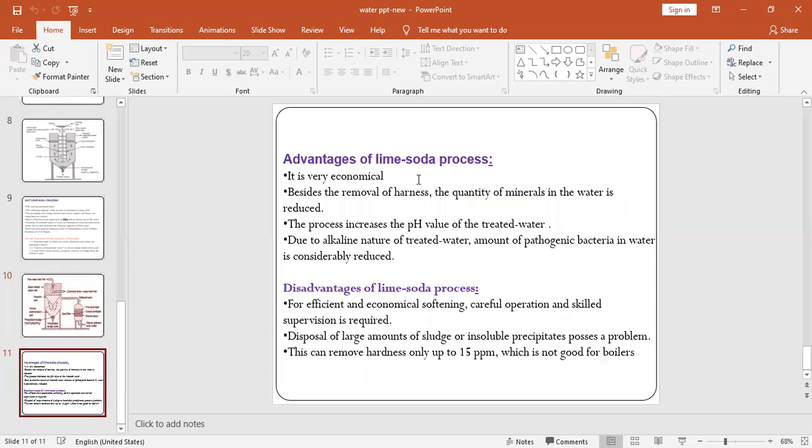Advantages of the lime soda process: it is very economical. Besides the removal of hardness, the quantity of minerals in the water is reduced. The process increases the pH value of treated water. Due to the alkaline nature of treated water, the amount of pathogenic bacteria in water is considerably reduced. Disadvantages of the lime soda process: for efficient and economical softening, careful operation and skilled supervision is required. Disposal of large amounts of sludge or insoluble precipitate poses a problem. This can remove hardness only up to 15 ppm, which is not good for boilers.